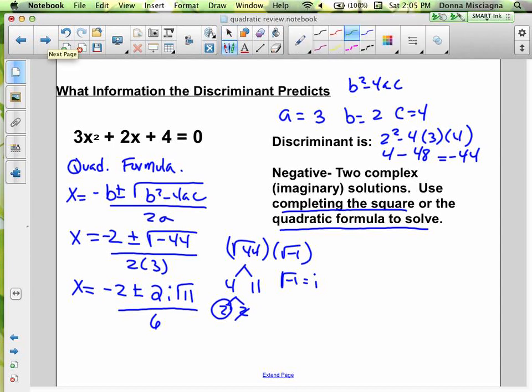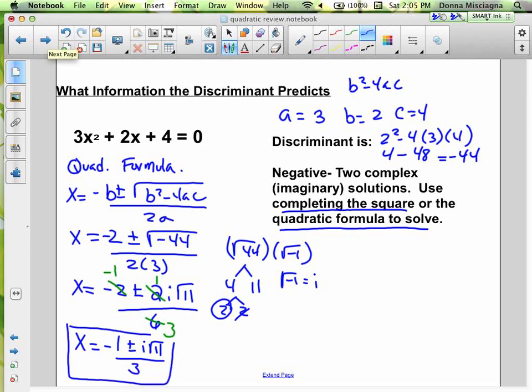Remember, it's everybody or nobody. So here we'll divide everybody by 2. Now you're negative 1, you're just going to be 1i, and you're going to be 3. So the final answer: x is equal to negative 1 plus or minus i square root of 11, divided by 3. Make sure you simplify correctly. And we're done with this one.